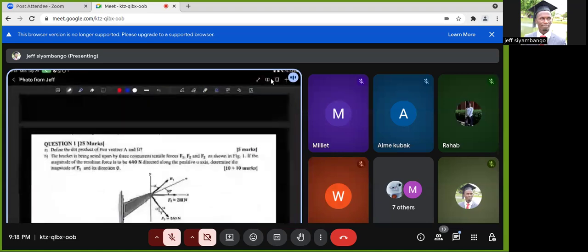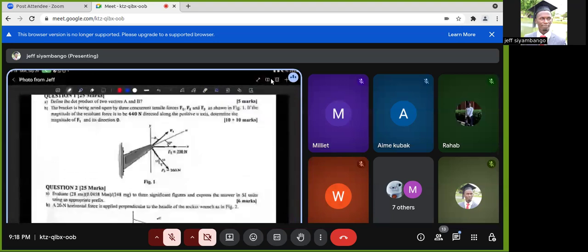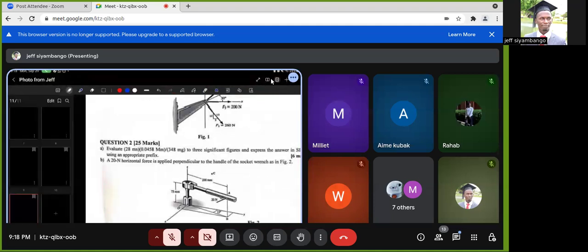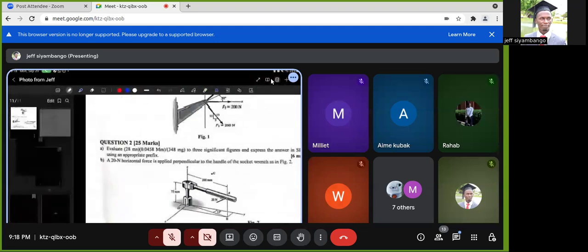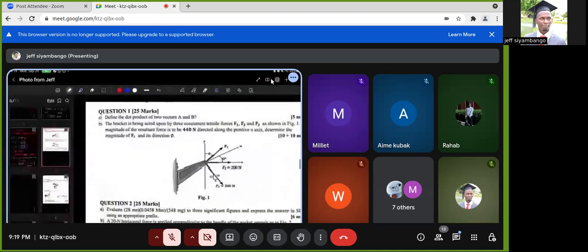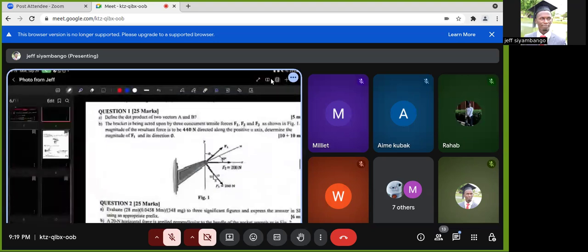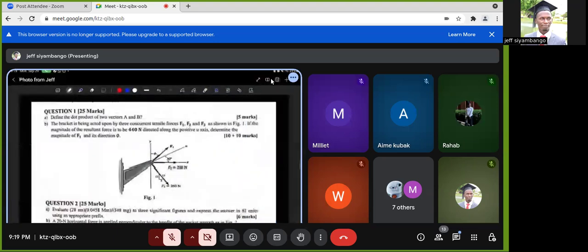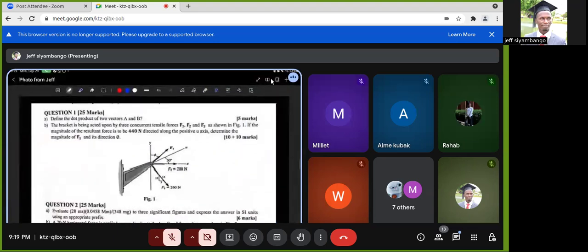So there are two more sets that you guys shared. We have this, and we have the other one. Okay, so we have this one next.